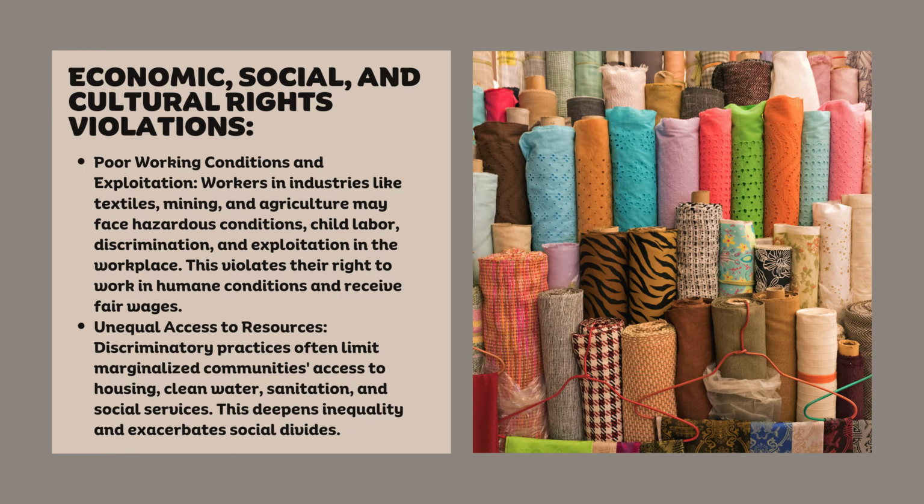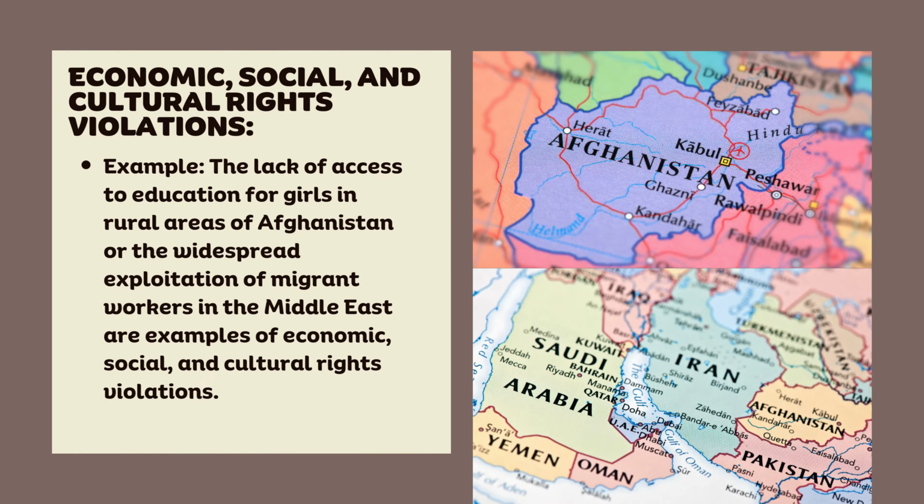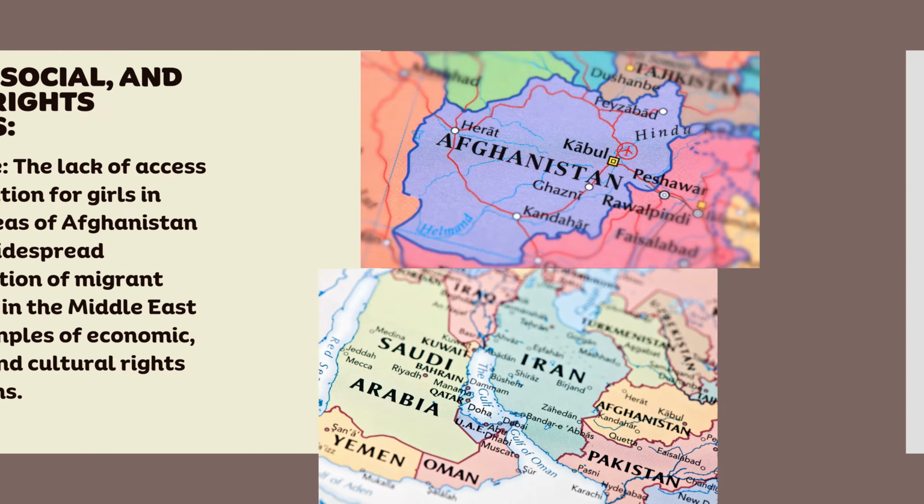This deepens inequality and exacerbates social divides. Example: the lack of access to education for girls in rural areas of Afghanistan or the widespread exploitation of migrant workers in the Middle East are examples of economic, social, and cultural rights violations.